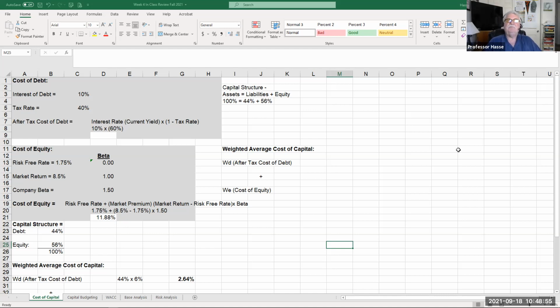Also, the second way of obtaining capital besides debt is the issuance of equity, the issuance of stock.